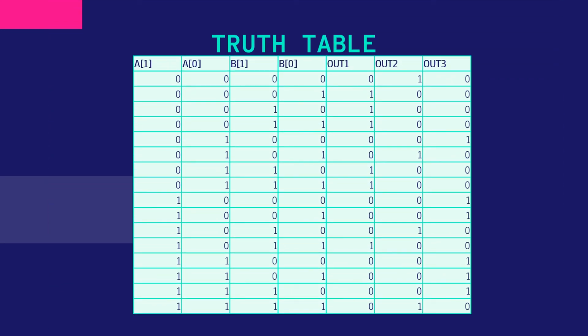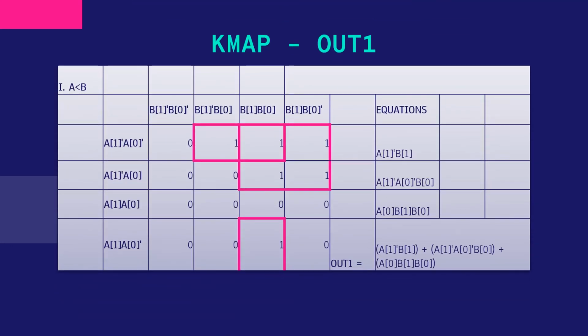This includes the truth table I formulated based on all the conditions and all the inputs to A and B. This is the K-map for output 1. So 1 is placed in the required cells of the K-map and you have three sub-equations, some product terms which are then summed to get output 1.